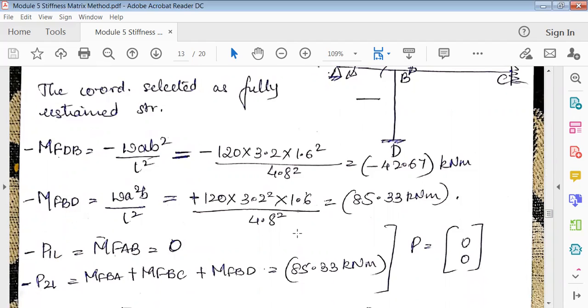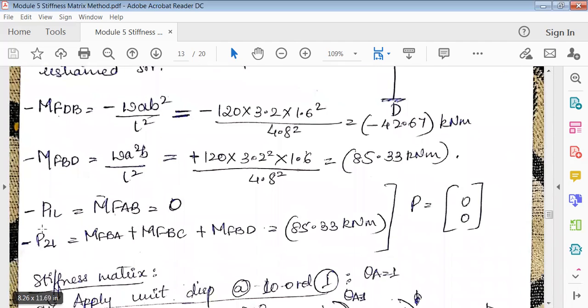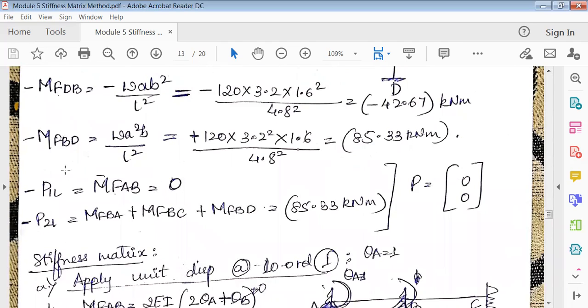Next, finding P1L, that is, because of the load which is applied, what is the rotation in the 1 and 2 directions. See here, P1L means in this direction, the first direction. From here, the moment is MF. If you write the formula, it is MFAB. In MFAB, the fixed end moment is 0, so it is 0.